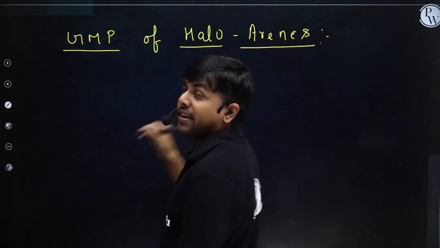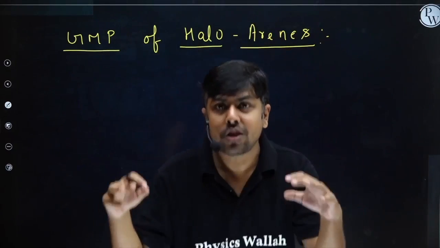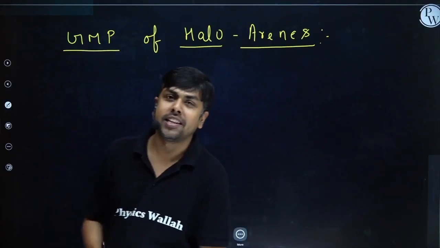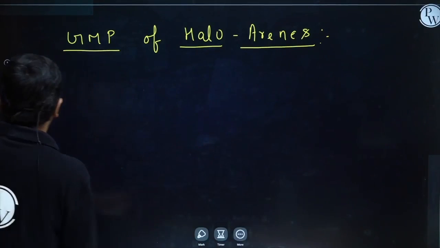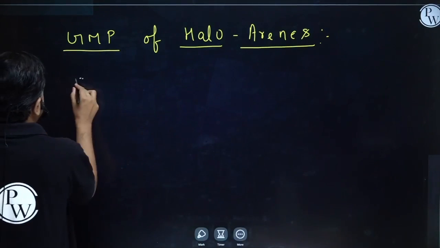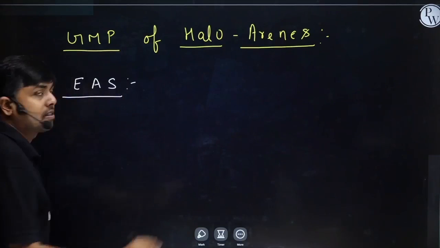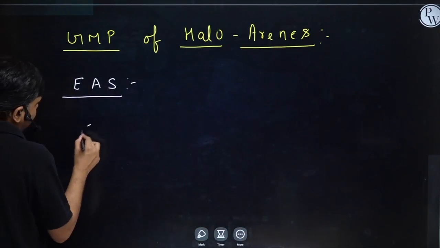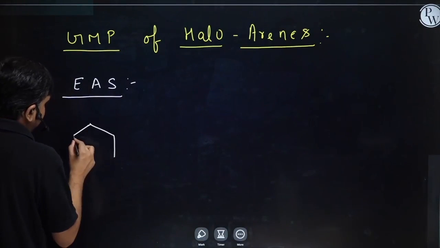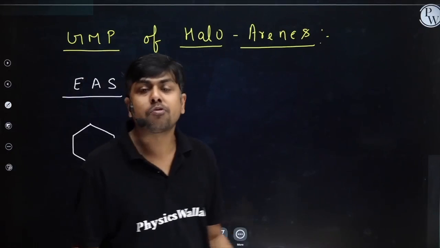Students, one of the best methods through which we can synthesize haloarene is the electrophilic aromatic substitution reaction, EAS. Electrophilic aromatic substitution reaction, right? Students, let's see what this electrophilic aromatic substitution is, and how we synthesize haloarenes from here.